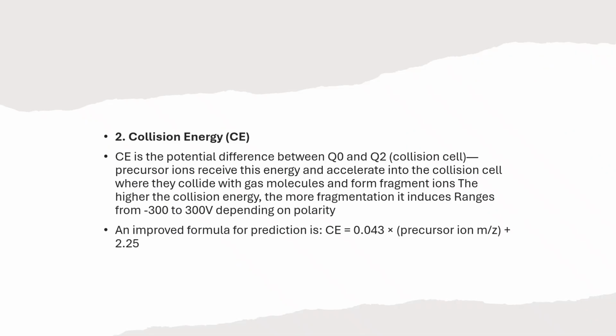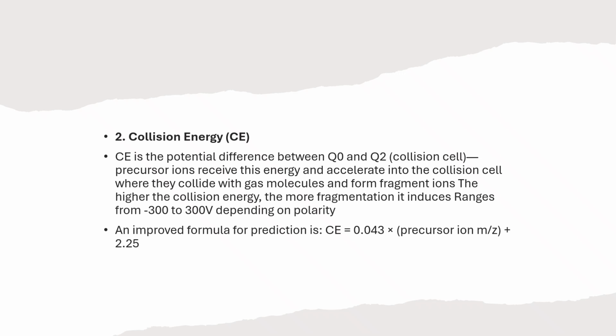Now, second one is collision energy. So, collision energy is the potential difference between Q0 and Q2 collision cell. Precursor ions receive this energy and accelerate into the collision cell where they collide with gas molecules and form fragment ions. So the higher the collision energy, the more fragmentation.